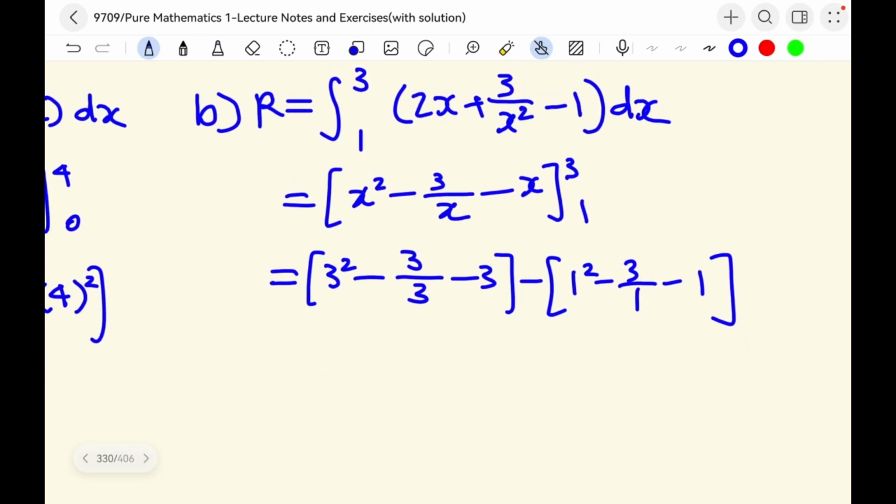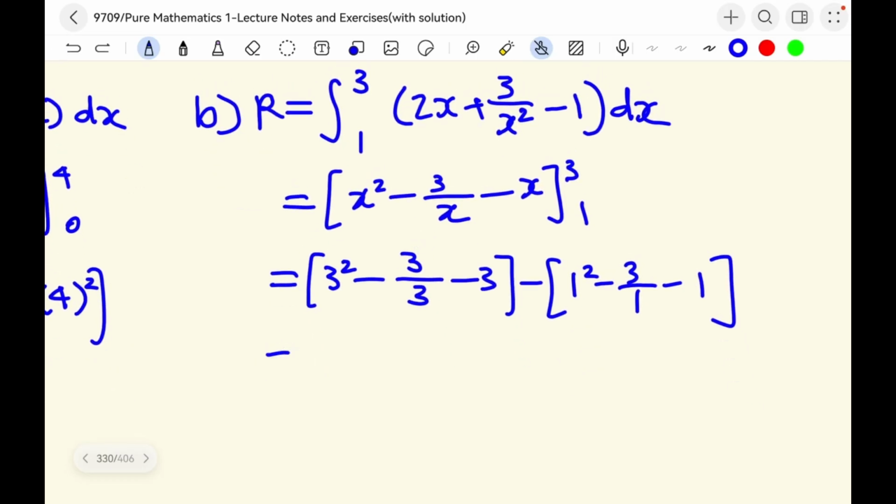Okay, so let's determine each limit one by one. 3 squared is 9, 3 over 3 is 1, and negative 3, this is 5. 1 squared minus 3 minus 1, negative 3, so you get positive 3, which gives you the integer value of 8 units for the region R at part B.